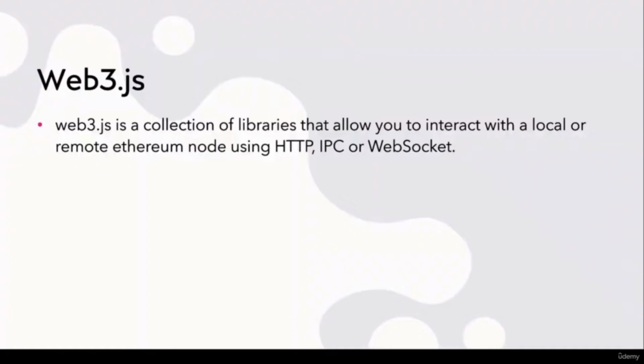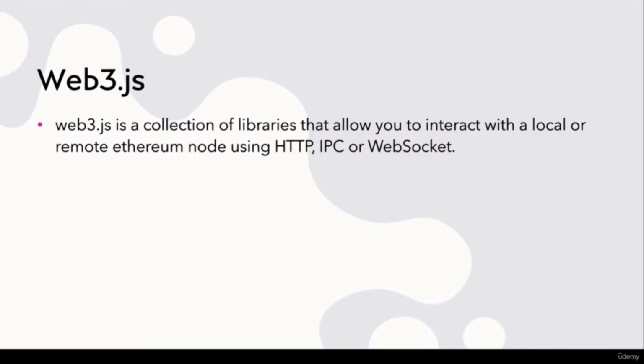So let us start with its definition. Web3.js is a collection of libraries that allow you to interact with a local or remote Ethereum node using HTTP, IPC or WebSocket. Did you understand it? If not, one thing that is important here to understand is that this is a collection of libraries. So if somebody asks you what is Web3.js, then it is just a collection of libraries. And with the help of these libraries, you can interact with your Ethereum nodes. I will try to put it in a simpler way, what Web3.js does.